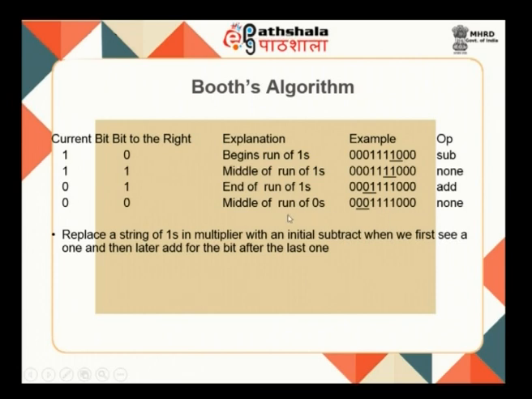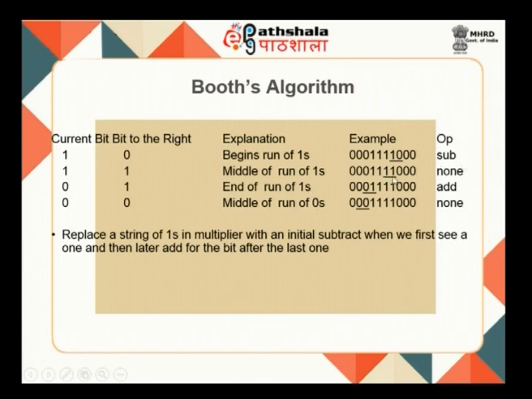So that is indicated as a middle run of zeros. When you have a 0 to 1 transition, it marks the beginning of a run of ones. Say for example, I have a 0 0 0 here. So this is the first indication of a transition from 0 to 1, and that is indicated as a subtraction operation.